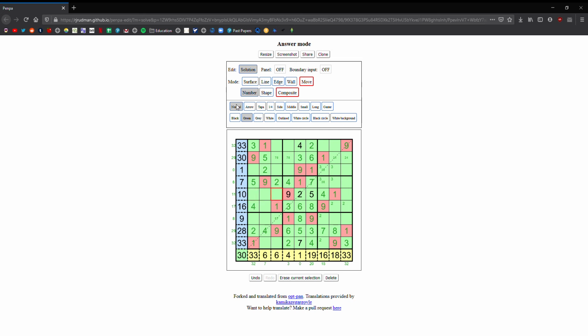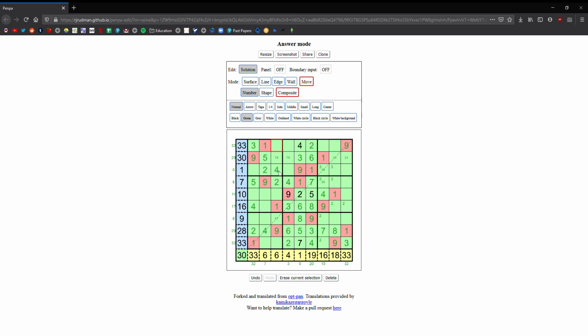Can we find anything next? That's the question of the day. Let us consider the 4 in this box up the top left. This 4 rules out this box. This 4 rules out these two boxes. And this 4 rules out this box, so this needs to be a 4.